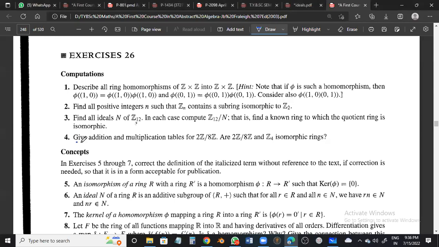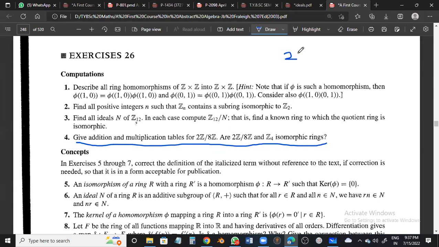So I would like to give this question to you as homework. What you need to do is just find the addition and multiplication tables of 2Z upon 8Z. Can you prepare 2Z upon 8Z? Just tell me, how will you go about this? What is 2Z upon 8Z? Is there any kind of division we are doing?